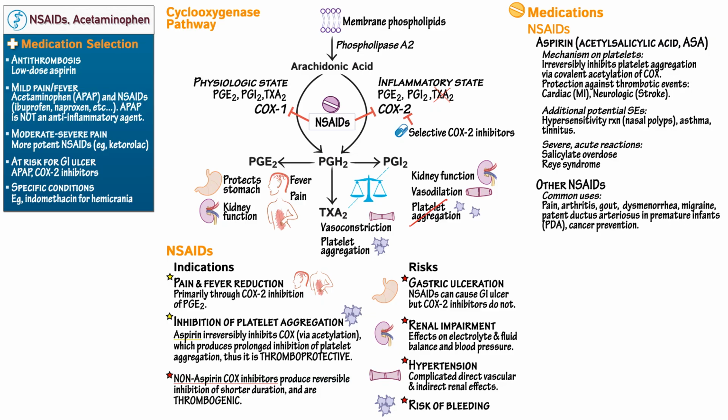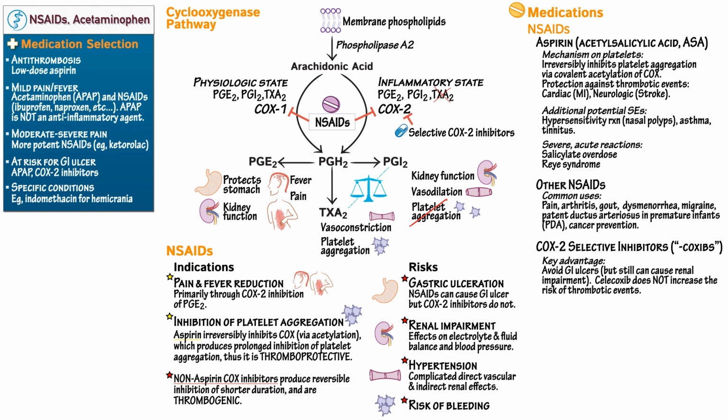which include the treatment of pain, arthritis, gout, dysmenorrhea, migraine, patent ductus arteriosus in premature infants, and cancer prevention. Now for the COX-2 selective inhibitors, indicate that the major advantage is that they avoid GI ulcers, but note that they still can cause renal impairment. Also point out that celecoxib does not increase the risk of thrombotic events.